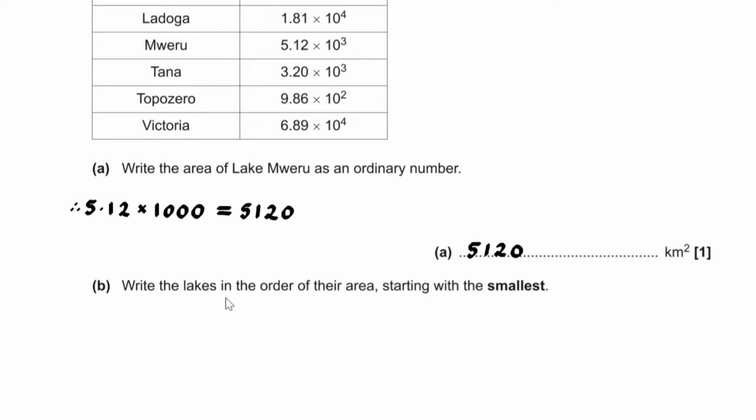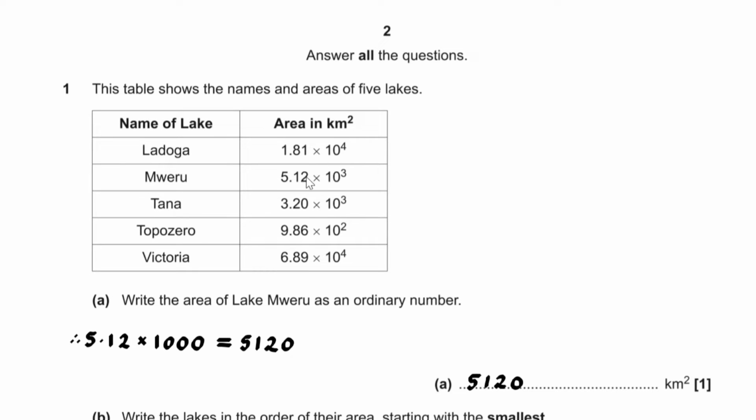For part B, we have to write the lakes in the order of their area, starting with the smallest. Well, to find out which area is the smallest, we take a look at the powers of 10. The smallest power of 10 is this, the 10 to the 2, followed by the 10 to the 3, followed by the 10 to the 4. So the smallest one will quite simply be the 9.86 times 10 to the 2.